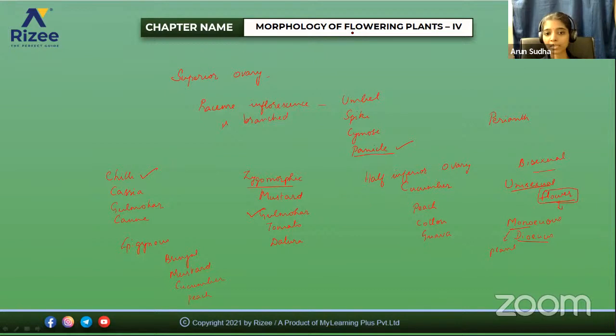And on Monday, we'll see about the androecium and gynoecium in flowers. Okay, is it clear? On Monday, actually, we'll have the class at 5 p.m., not at 6 p.m. We are having the class from 5 to 6:30. Okay. So any doubts in this?